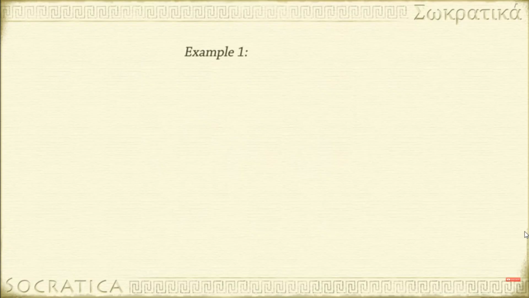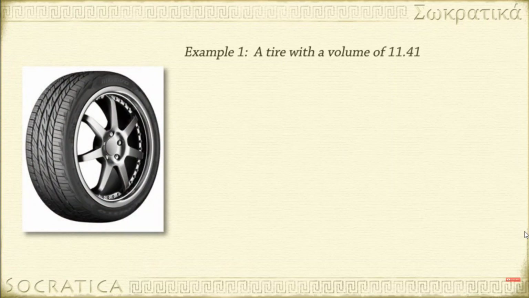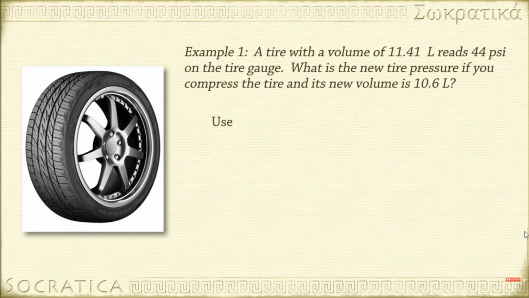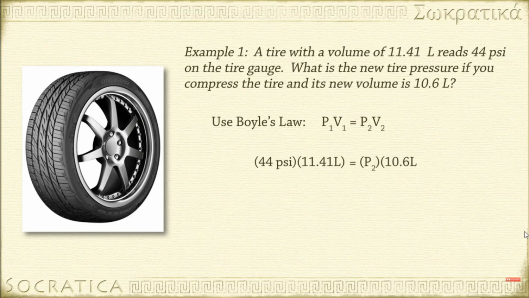So now we come to some examples. A tire with a volume of 11.41 liters reads 44 psi, pounds per square inch, on the tire gauge. What is the new tire pressure if you compress the tire and its new volume is 10.6 liters? Write out Boyle's Law and substitute in what we know. This is one of those before and after situations, so we write P1V1 equals P2V2. 44 psi times 11.41 liters equals P2 times 10.6 liters.